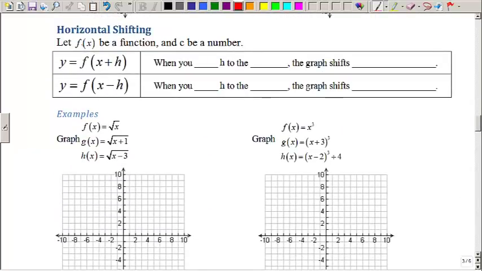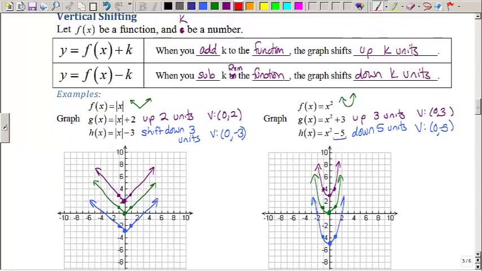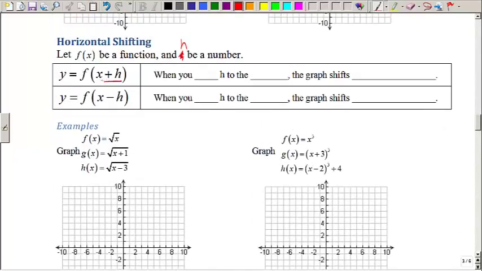If we let f of x be any parent function, and let h be a number, and I'd like to graph y equals f of x plus h, notice that this is different than the vertical shifting because the plus and the minus is happening inside the parentheses, whereas on the vertical shifting, the plus and minus was happening outside of the function. When the adding or subtracting happens outside, we're going up and down. When the adding or subtracting happens on the inside of the parentheses, we'll be moving left and right instead.